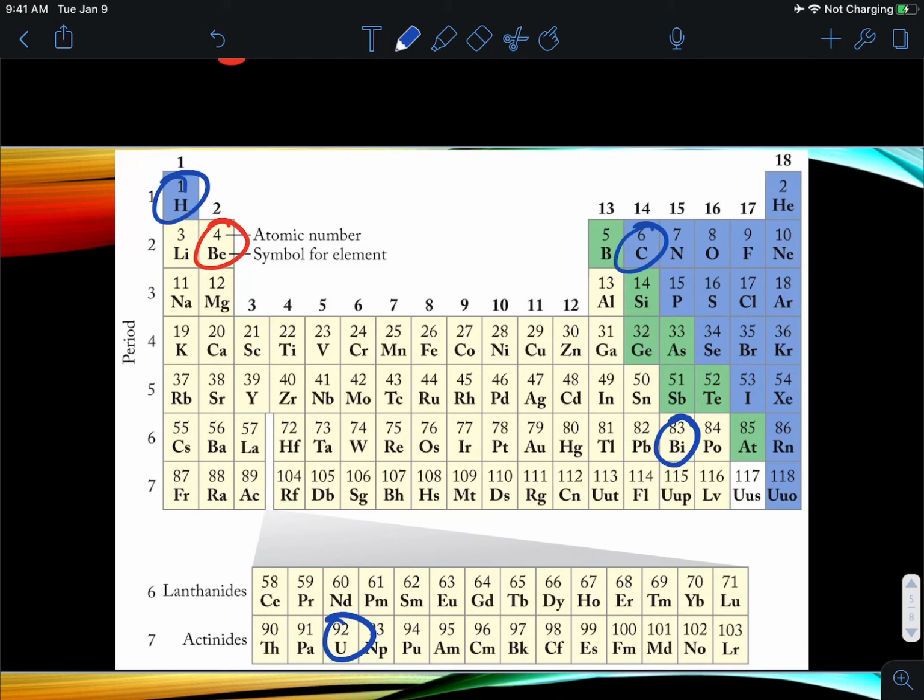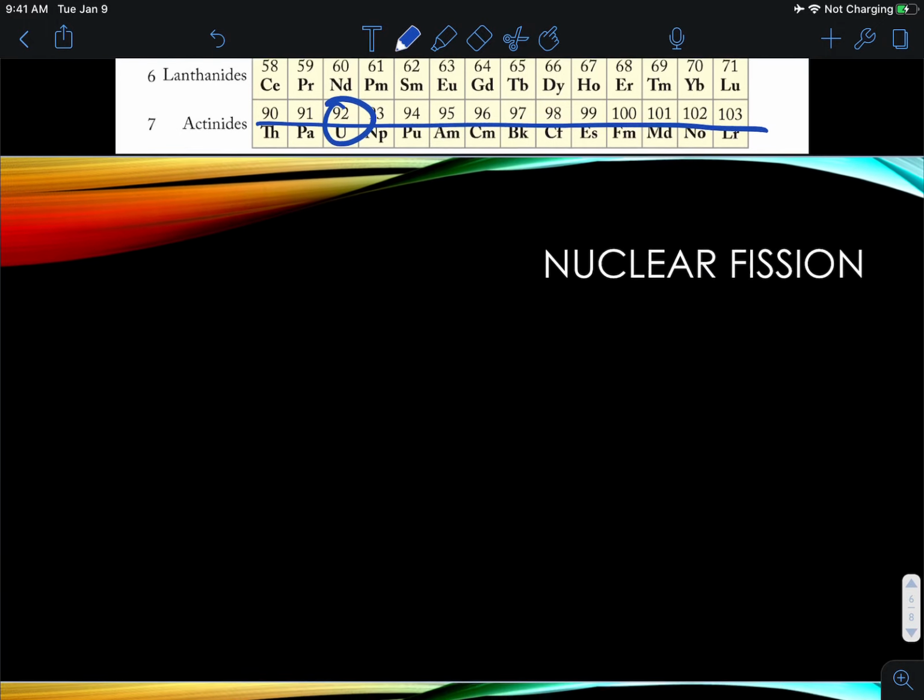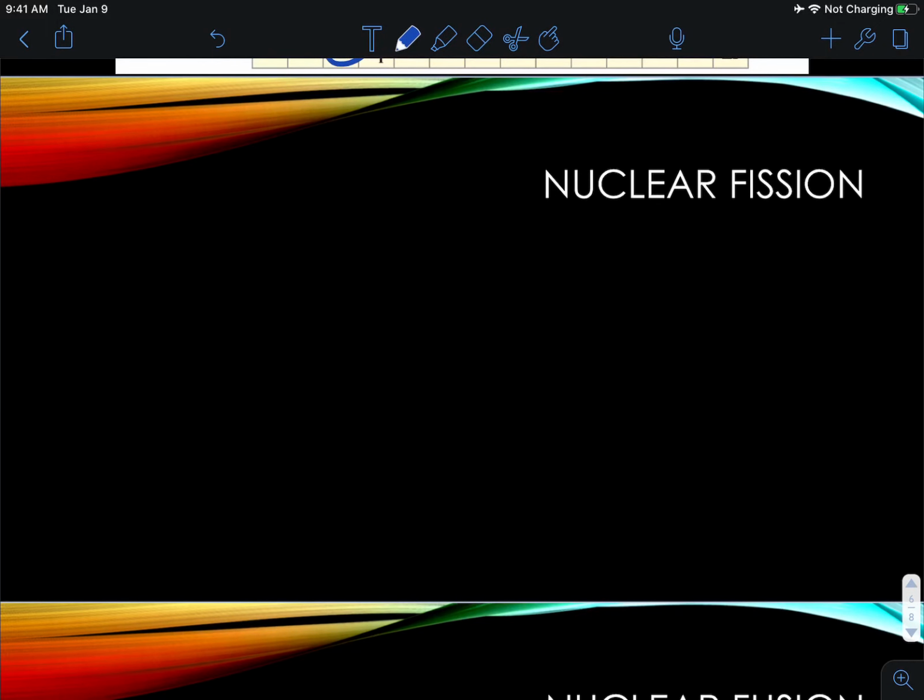Okay? But I want you to realize that everything beyond 83, when you look at your periodic table, that means you're going to go like this, then you come down to here, all those, and finish this here. Those are all radioactive, all their isotopes. So nuclear fission is a little bit different than radioactivity.